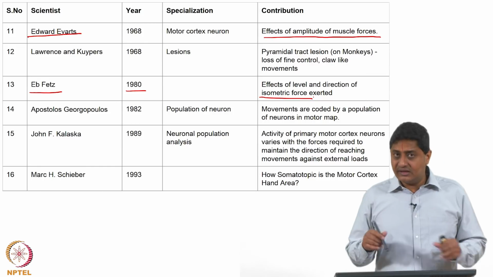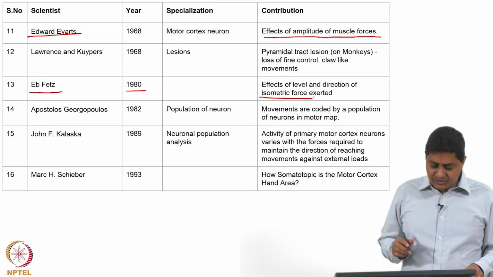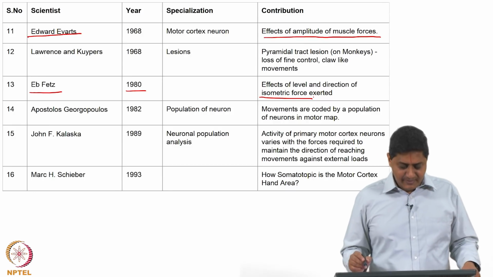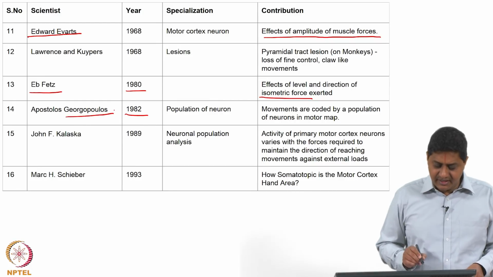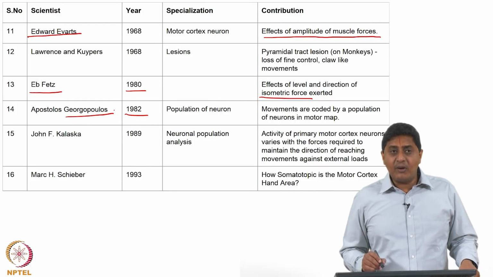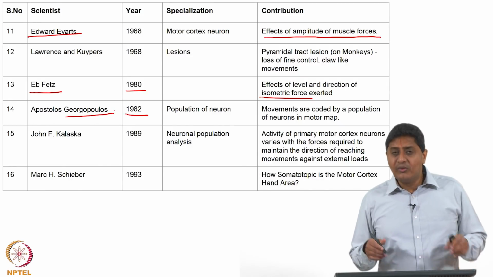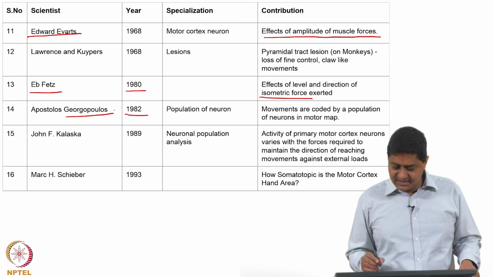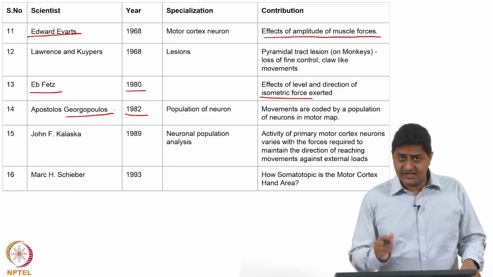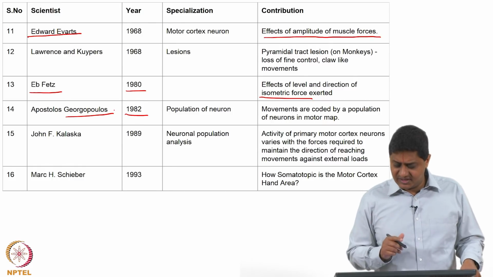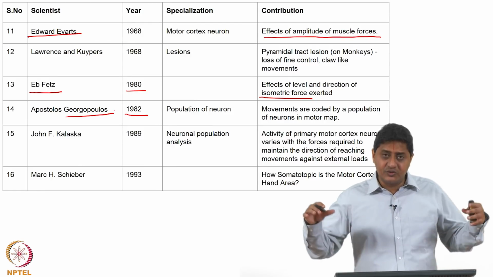So, in the isometric case there is no actual movement, let us remember that. So, that is the contribution of Evarts. And in the 1980s, a revolutionary idea emerged: that populations of neurons together encode movement features or movement related features. In particular, this was what was encoded in a center out reaching task. For example, the direction of movement was found to be encoded in the activity of multiple neurons.